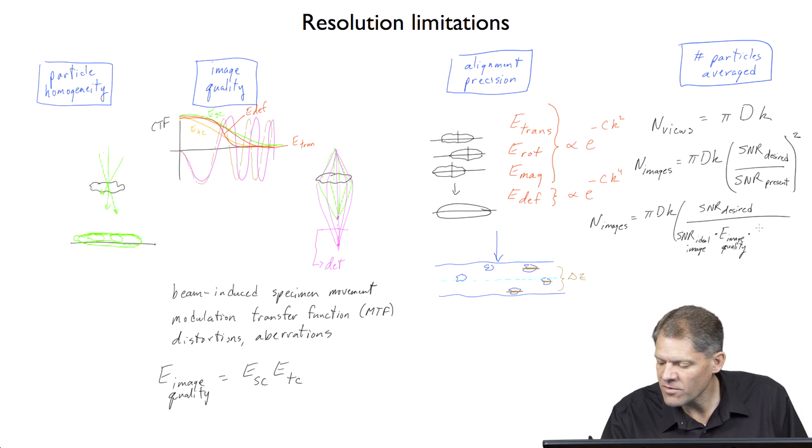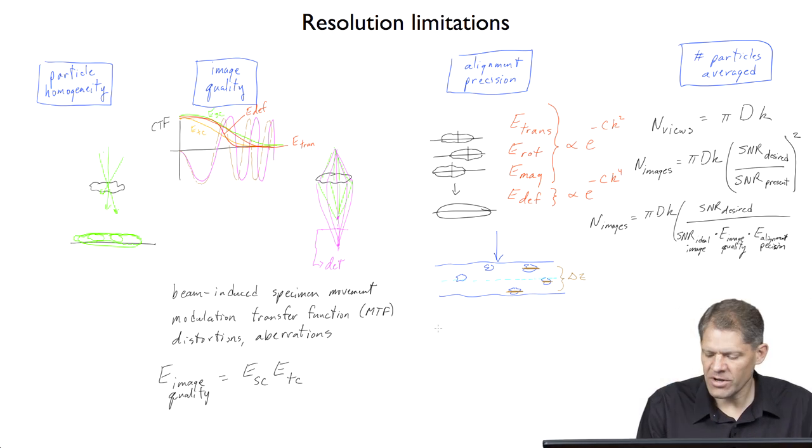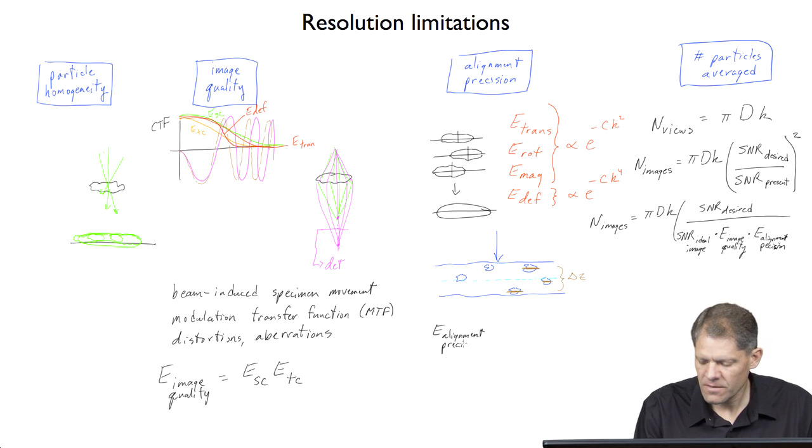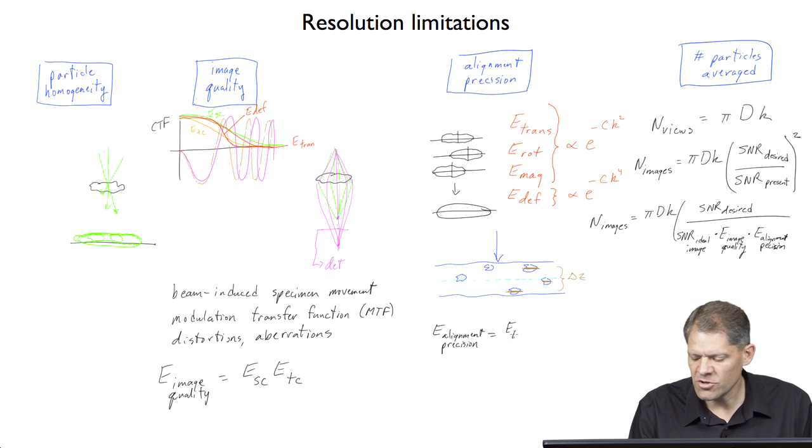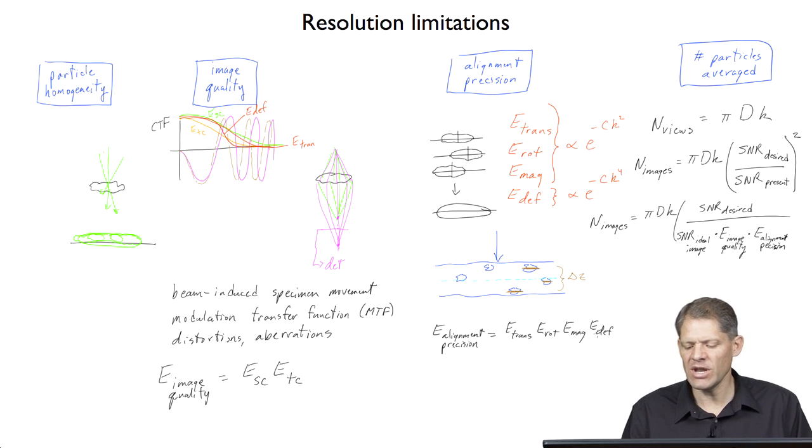There's also an envelope here due to alignment precision. So here the envelope due to alignment precision is the product of all of these individual envelopes. An envelope due to translational errors, an envelope due to rotational errors, an envelope due to magnification errors, an envelope due to defocus determination errors.